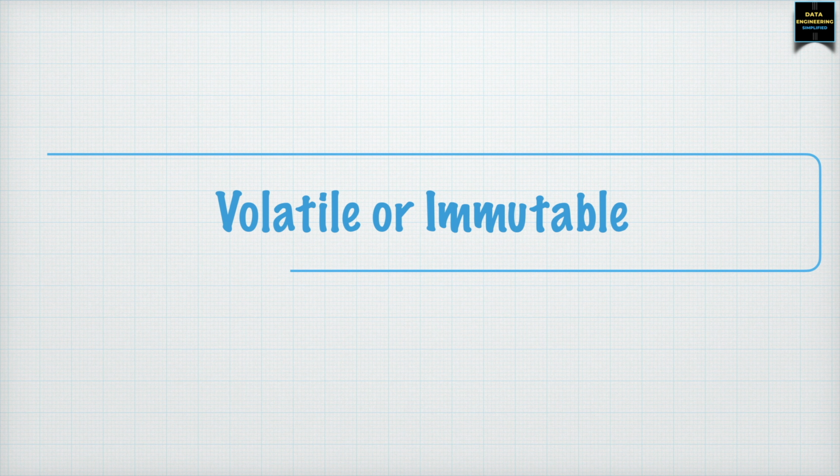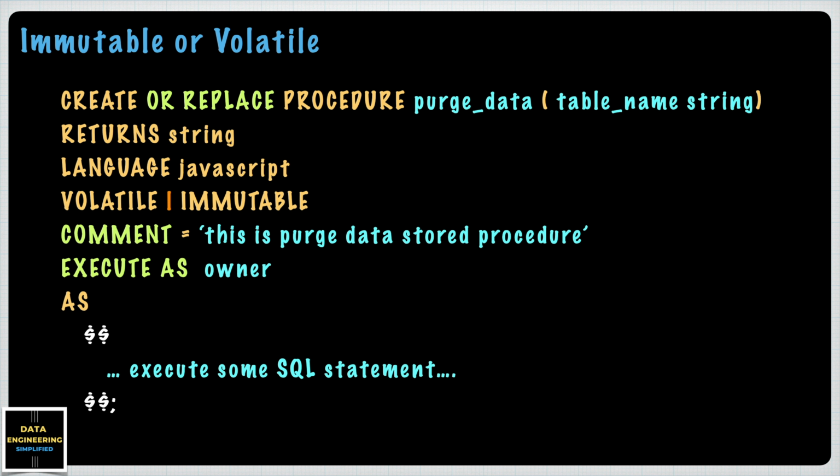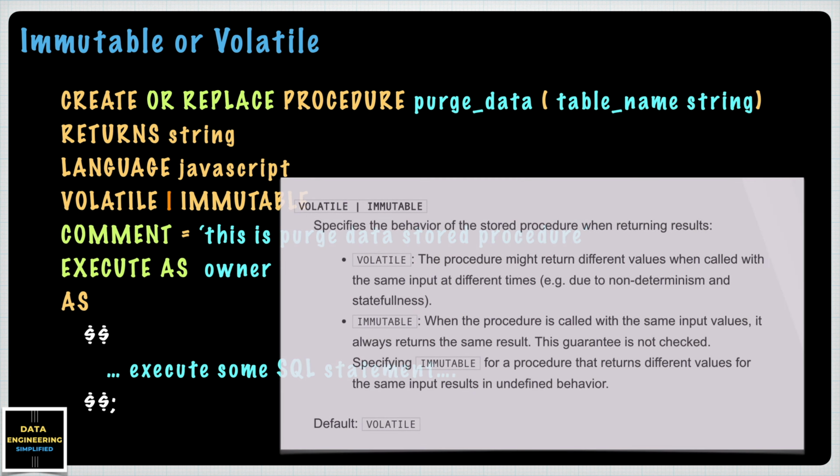Let's quickly discuss the parameters volatile and immutable. We call a function an immutable function if it satisfies, number one, given the same input value, the function returns the same output value, and number two, the function has no side effects. Snowflake stored procedures are not functions in the true meaning, like a UDF.